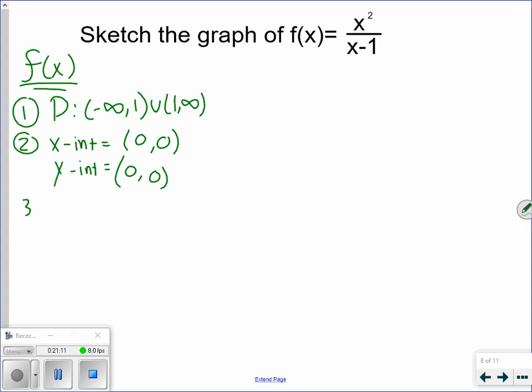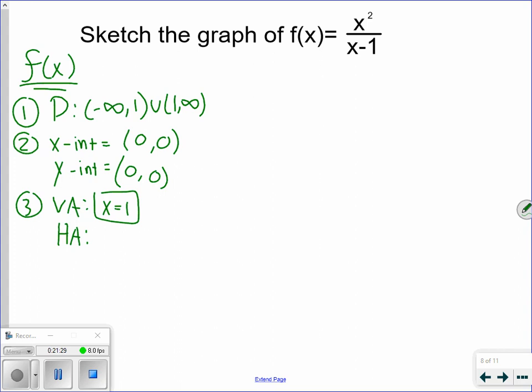All right, let's go to step 3 with the asymptotes. Vertical asymptote, we already know, is what makes the bottom 0. So that's x equals 1. We know we're going to have a dotted vertical line there. The horizontal asymptote. Okay, look at this.